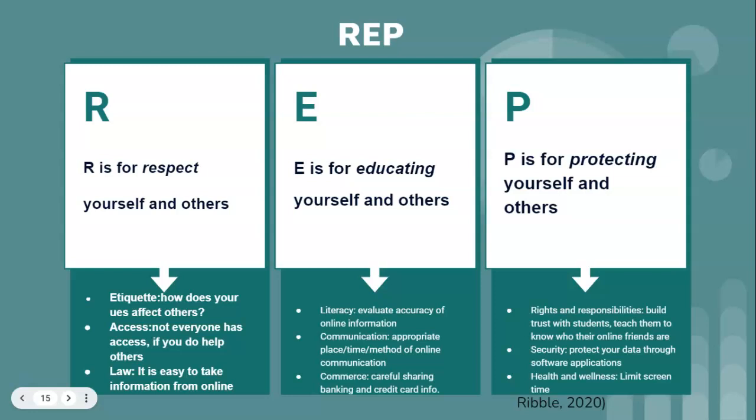P is for protecting yourself and others. Rights and responsibilities. Build trust with students. Teach them to know who their online friends are. Make sure that they are providing the knowledge of security by protecting our data through any software applications. Teachers, this means you. Make sure you're protecting any data that you are entering anywhere, and make sure it is a software application that is approved by our district.